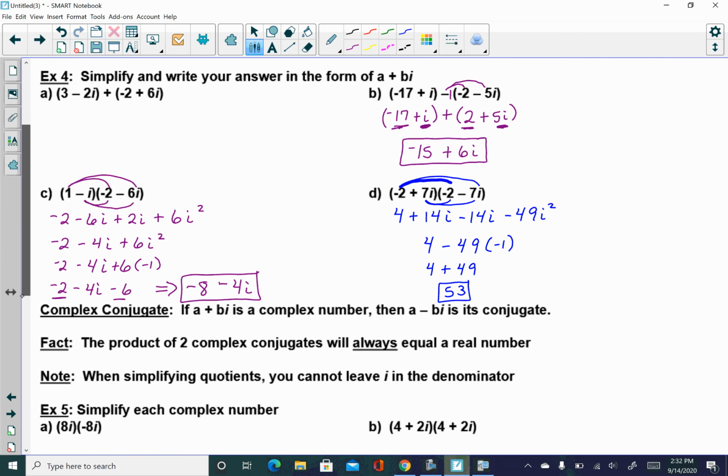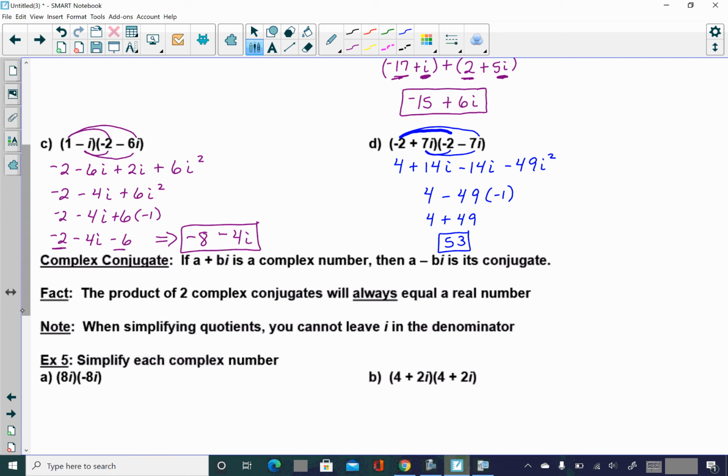That last example there, they're referred to as conjugates of one another, because you notice that the terms themselves are the same. The only difference between the two of them is the middle sign. One's positive, one's negative. A complex conjugate: if a plus bi is a complex number, then a minus bi is its conjugate. So that's what you're seeing here. They're complex conjugates. The product of two complex conjugates will always equal a real number. So that's what you were seeing here in this example, that when you multiply them together, you are always going to get a whole number at the end.